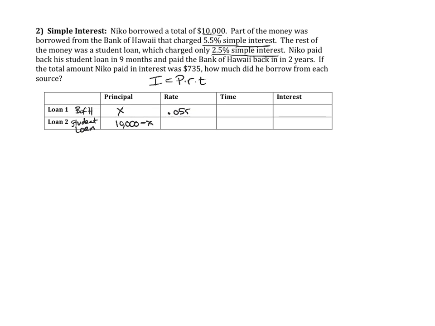Now we put in what we have for our rates and make sure that that's in decimal notation. So this one is 0.025. The time, let's see, he paid back his student loan in 9 months, so that would be 9 divided by 12, which simplifies to 0.75. And the other one was 2 years. So there's that. And now, how much did he borrow from each source? That's really the important thing, to figure out how much he borrowed from each source. So he borrowed.